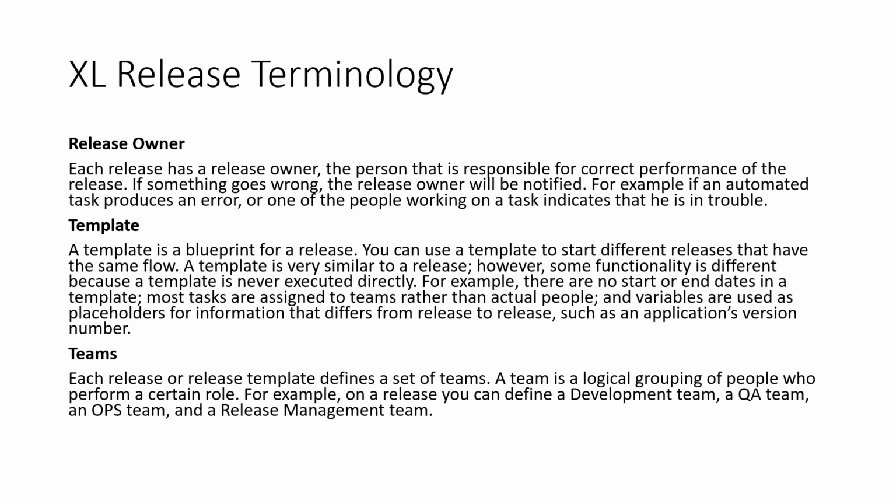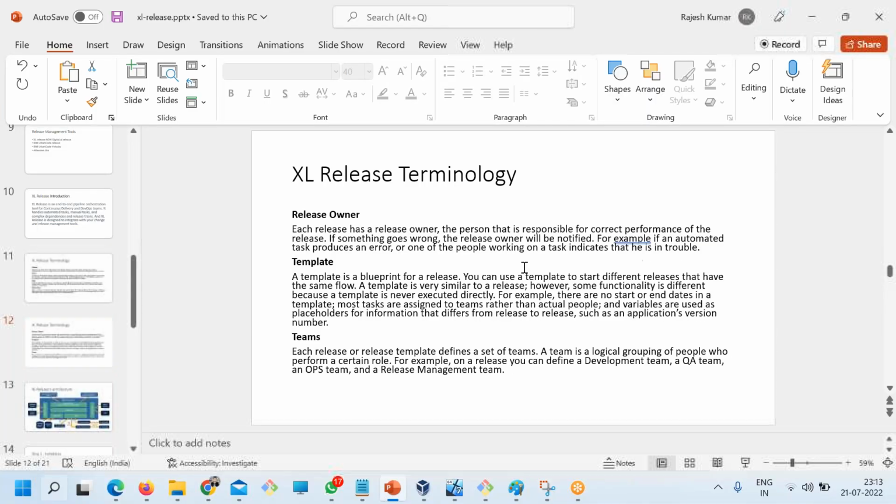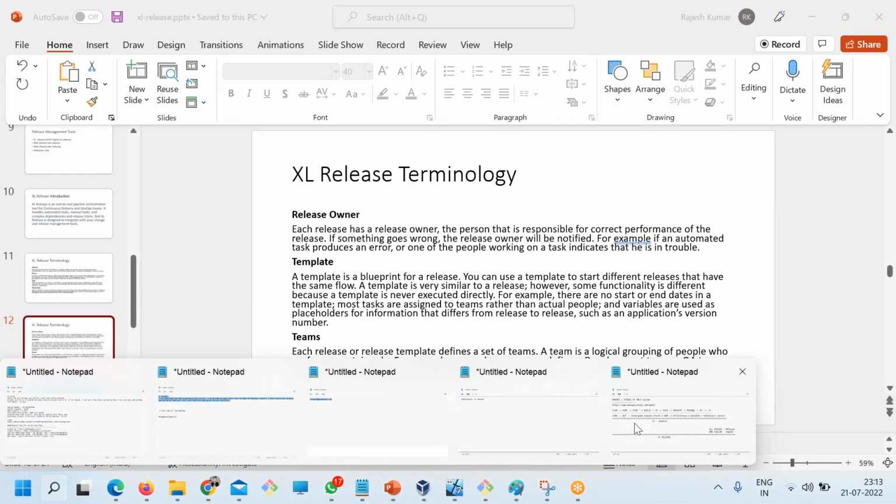And the last one which we have is team. Each release or release template defines a set of teams. So you can define a team for the release and also for the template. A team is a logical grouping of people who perform certain roles. For example, on a release you can define a deployment team, QA team, ops team, and release management team. So these are the things. More than that, you don't need to know.